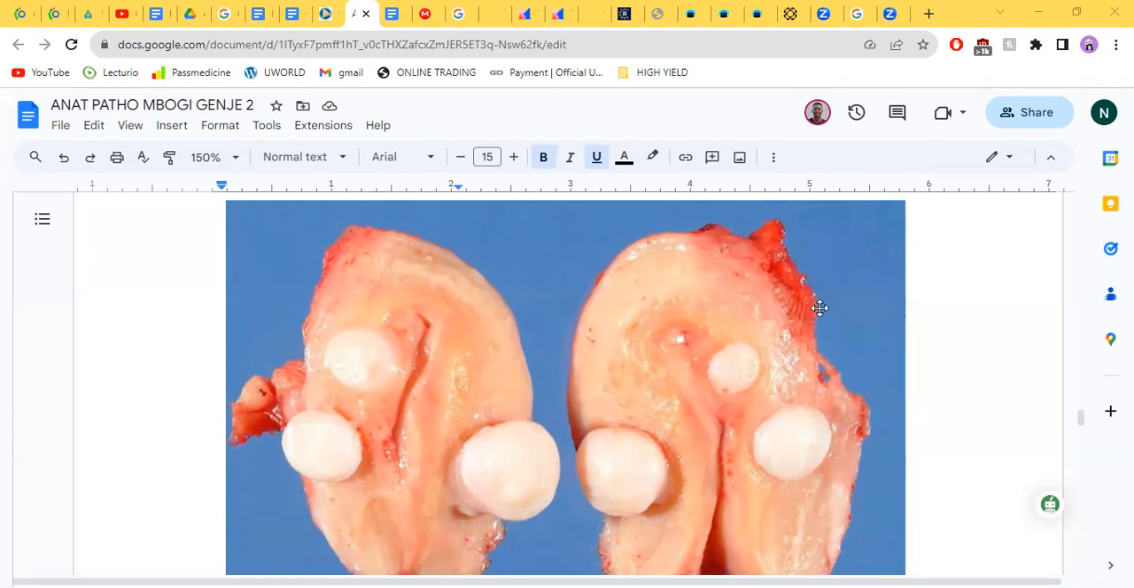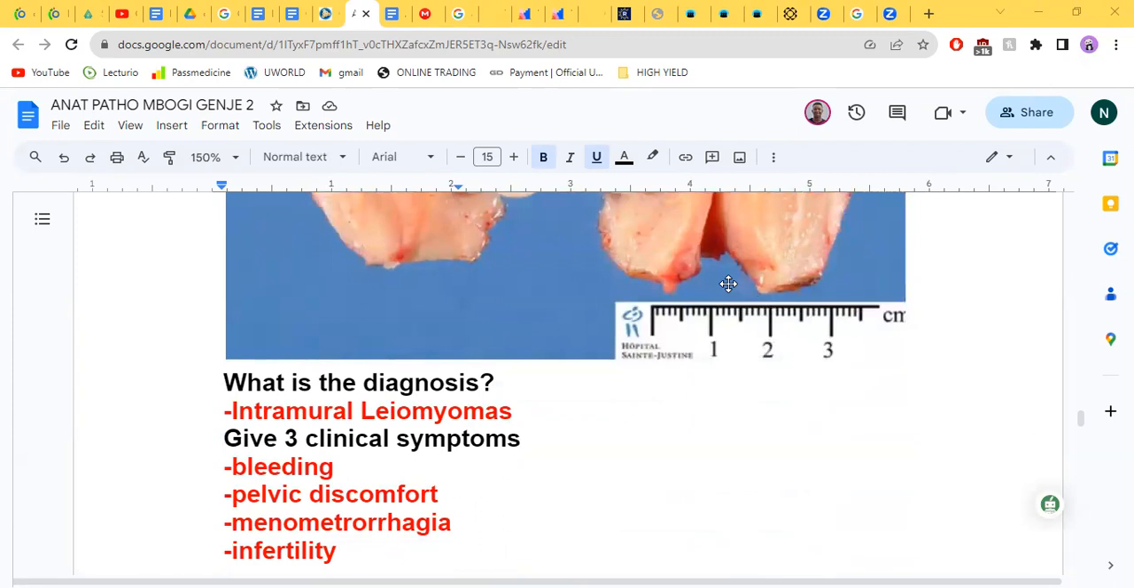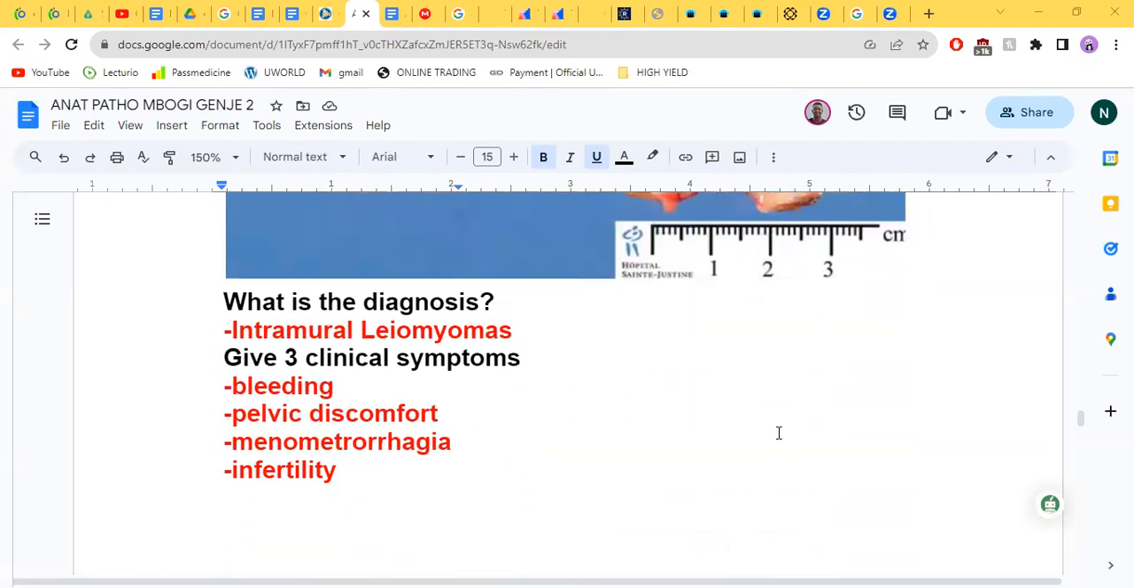And maybe we can try to give responses. What do you think this is? Maybe we can put the responses in the chat box. Yes, uterine fibroids. Great. Neat. So uterine fibroids are also what we call intramural leiomyomas.